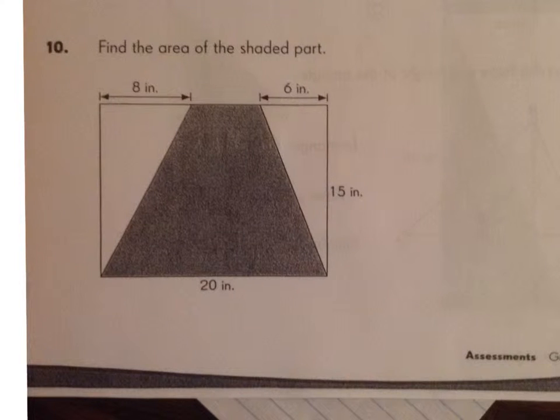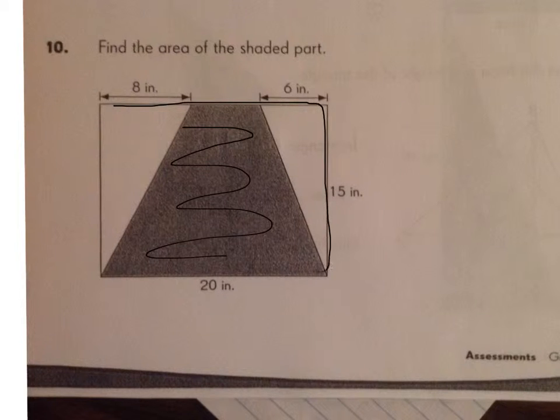I'm going to explain number 10 on the test prep 6, chapter 6. It says find the area of the shaded part. The shaded part is right here in the middle. It's not a triangle, so I can't use 1/2 times base times height. I have to somehow figure out the area of this rectangle.